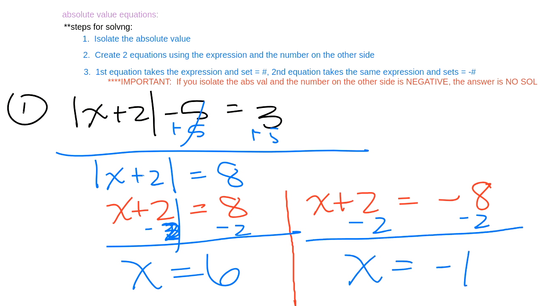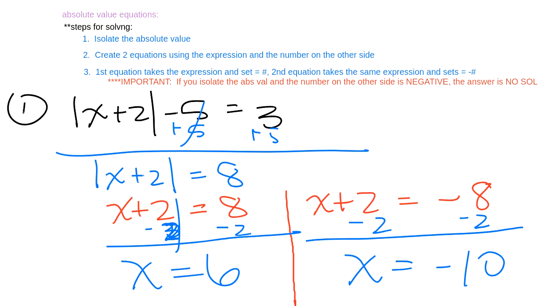Now, absolute values are going to have two solutions, which is fine. You're going to get two answers. The only time that you wouldn't get two answers is if we have a no solution situation, or if your absolute value is set equal to 0. Because if you have an absolute value set equal to 0, there's no way to take a positive and a negative because 0 is just 0. So this is what the absolute values are going to look like.